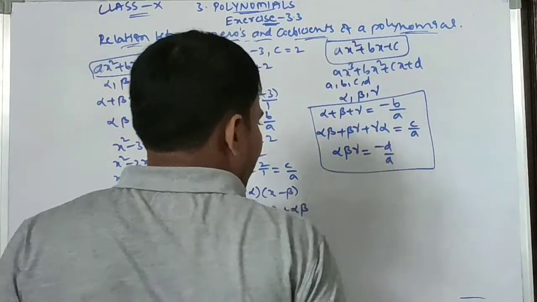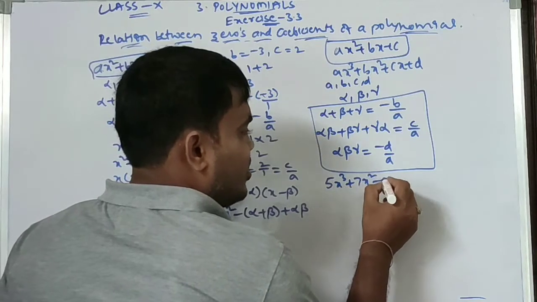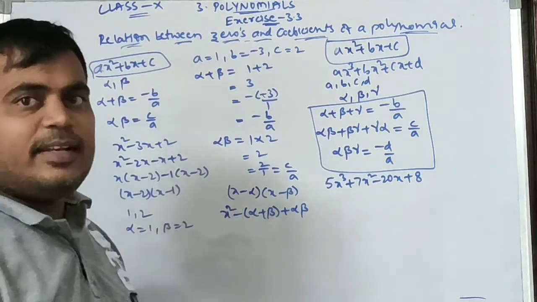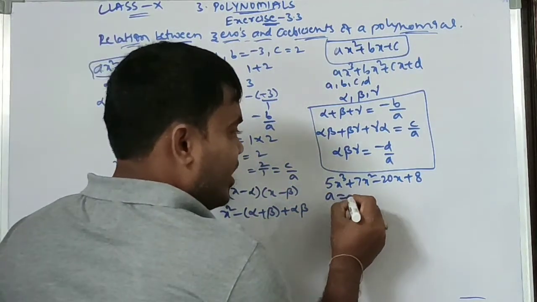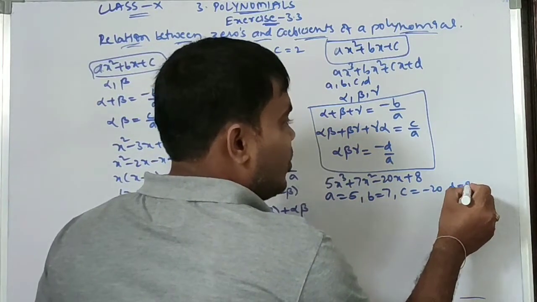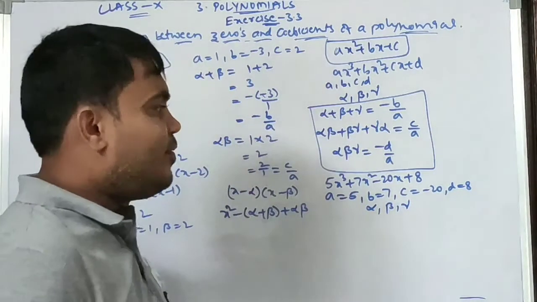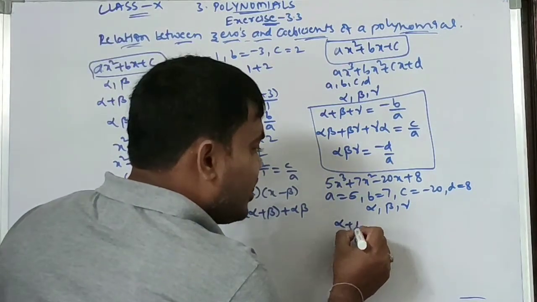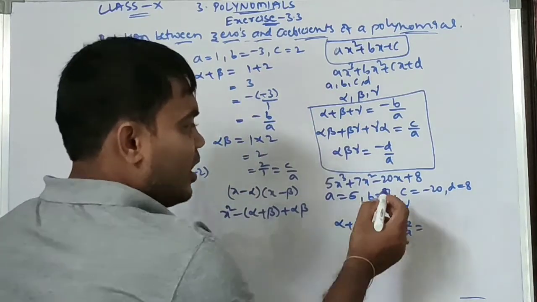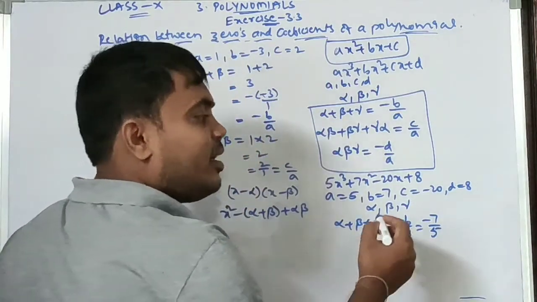Okay, I am taking one example. 5x cube plus 7x square minus 20x plus 8. This is the cubic polynomial. Let us consider a equal to 5, b equal to 7, c equal to minus 20, d equal to 8. So let us consider alpha, beta, gamma are the zeros of this polynomial. Then alpha plus beta plus gamma equal to minus b by a. So what is b? 7, so minus 7 by a, 5. This is the sum alpha plus beta plus gamma.